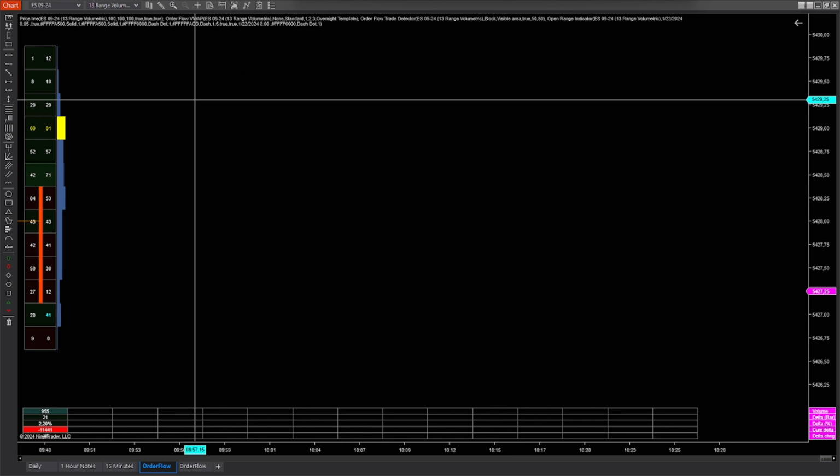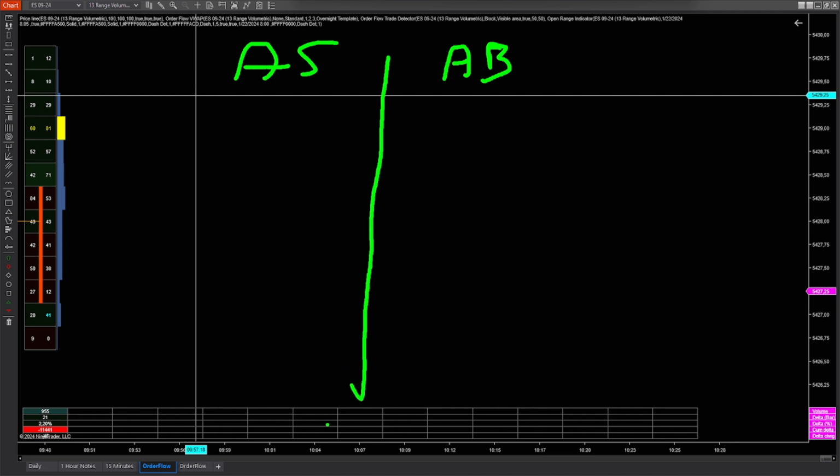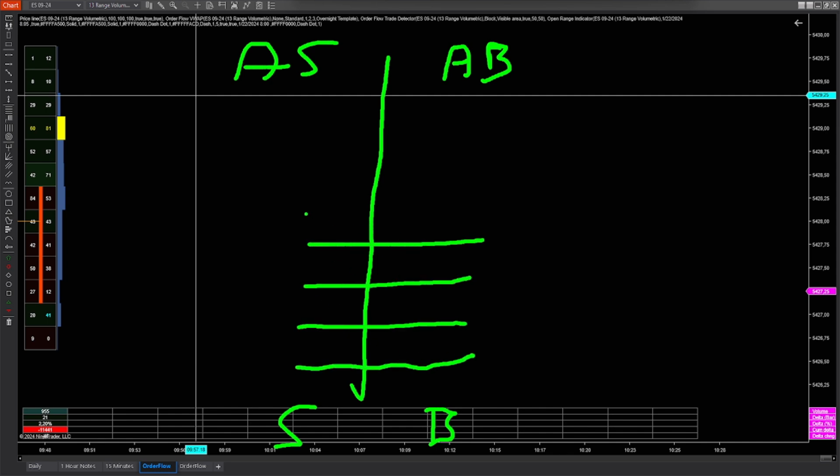So what is an imbalance? As you know, on a footprint chart we can only see the aggressive selling and the aggressive buying. So on a footprint, we have a sell side, a buy side, and the price displayed on every tick. So an imbalance will be an overwhelming amount of either aggressive sellers or aggressive buyers.